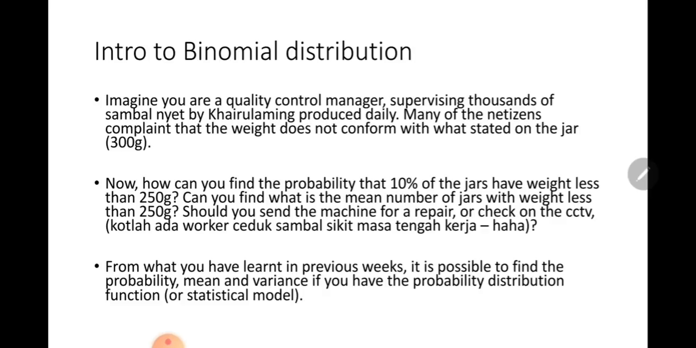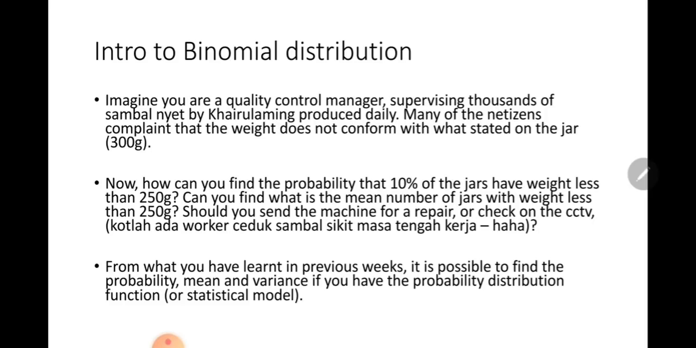Okay, so you imagine that you are a quality control manager supervising thousands of Sambal Nyet by Karahan jars being produced daily. So many of the netizens complain that the weight does not conform with what's stated on the jar, which is, I think, 300 grams. Okay, so now how can you find the probability that 10% of the jars have weight less than 250, and can you find what is the mean number of jars with weight less than 250 grams, and should you send the machine for a repair or check on the CCTV?